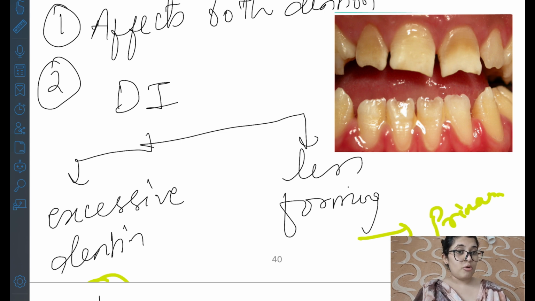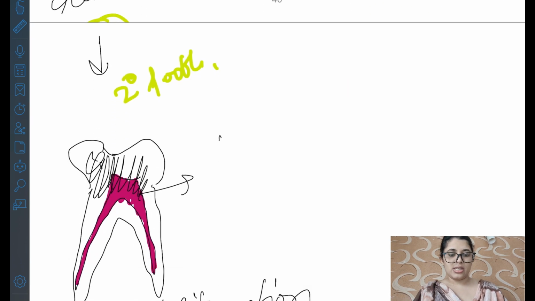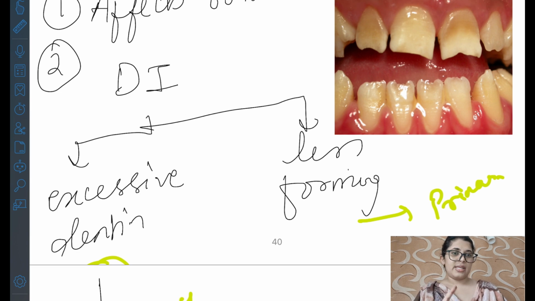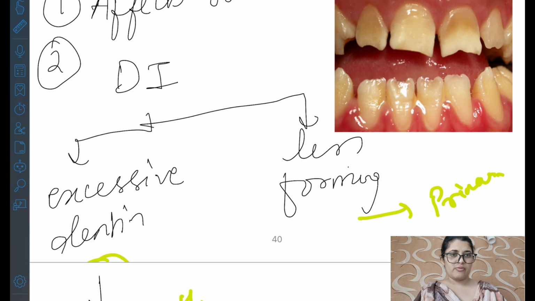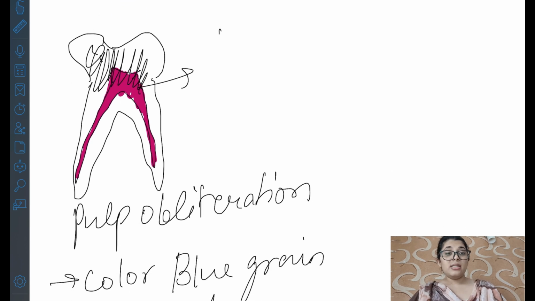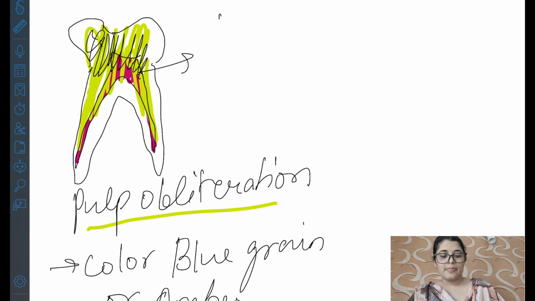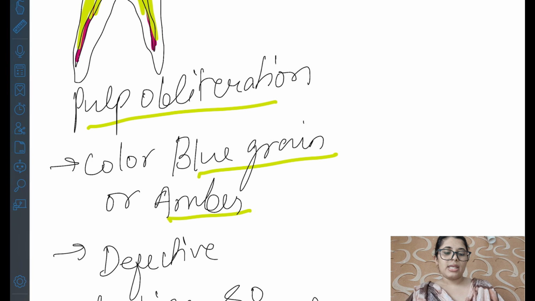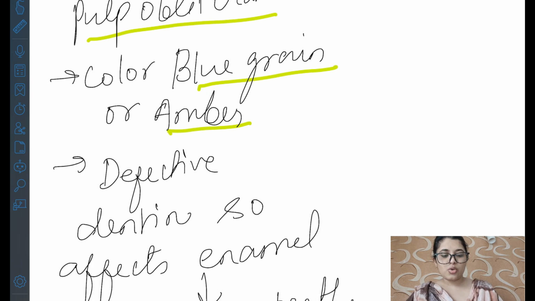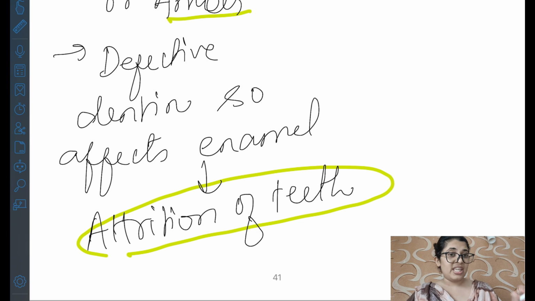As you can see in this photo, first occurs the dentine formation, later the enamel formation. So as the dentine is defective, the enamel will also be very brittle, and attrition and wear are very common in dentinogenesis imperfecta, and brownish discoloration of the teeth will be seen. Because of the excessive deposition, as I already told you, which is seen in the permanent dentition, there will be pulp obliteration. So much dentine will be formed here that the pulp will be completely obliterated. The color is blue-gray or amber. Because of the defective dentine affecting the enamel, attrition of the teeth is very common.